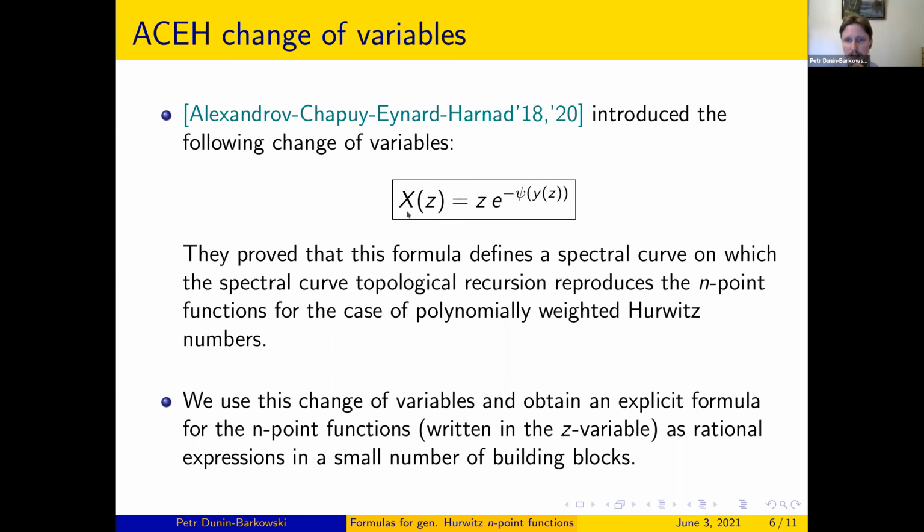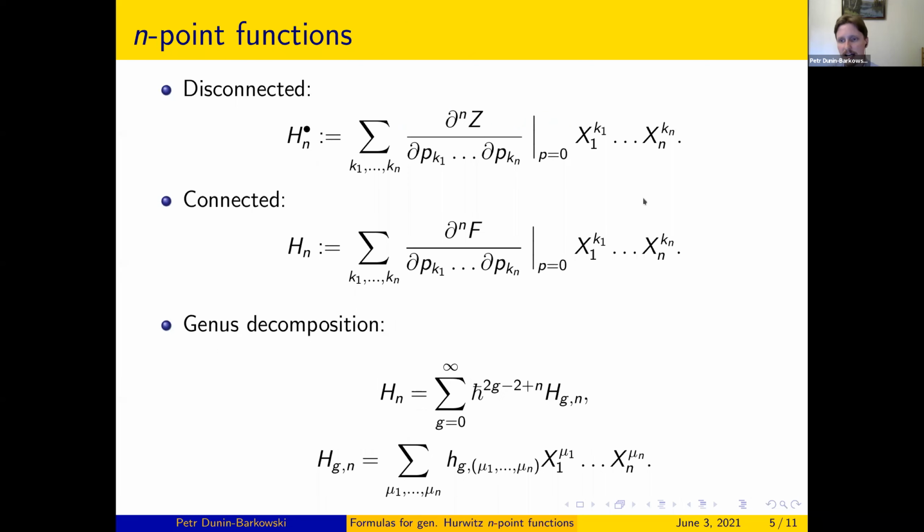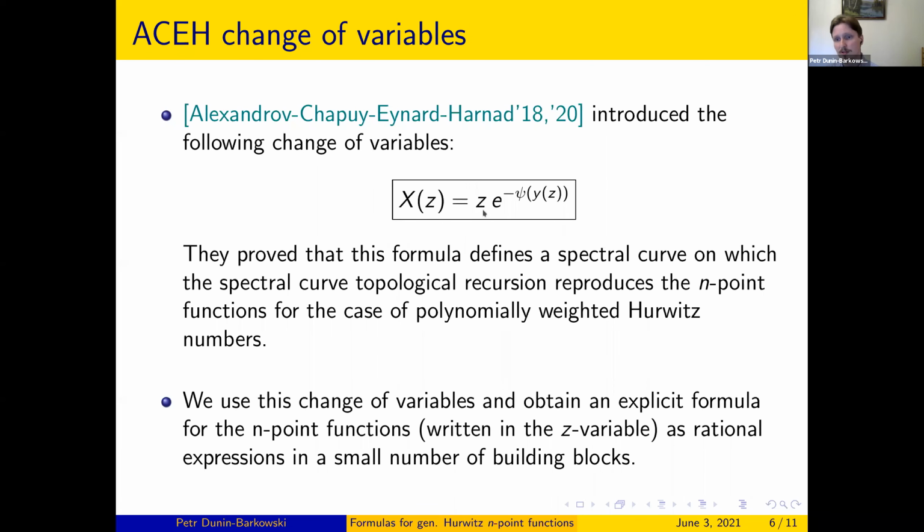So we pass from the formal variables x, which we had here on the previous slide, to the variable z. In terms of topological recursion, this will be the variable on the spectral curve. But actually our statement, our formula for the n-point functions, holds in a more general situation than when we have topological recursion, in the situation of formal power series.